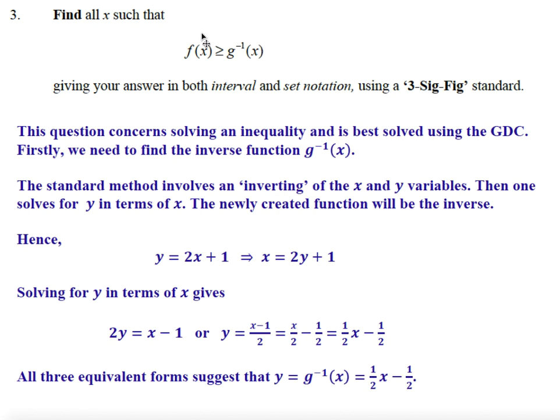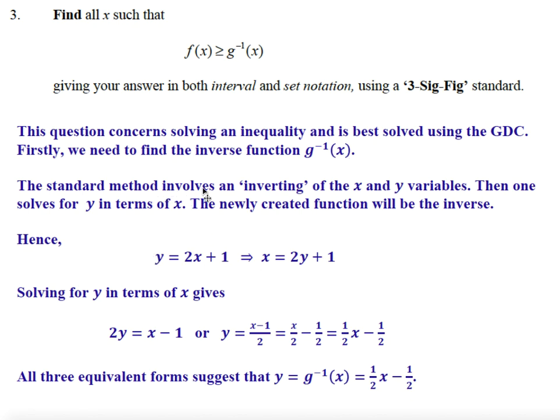IB is moving more towards solving things like inequalities. So let's try to find all the x values such that this function is greater than or equal to g's inverse. Well, of course, we need g's inverse. We'll talk about both interval notation and set notation, and we're going to use a 3 significant figures standard, which is pretty much your standard unless you're asked otherwise in terms of your rounding standard through all of DP for the 2 years. So firstly, of course, we need to actually find the inverse function, because we only have g of x as a linear function, and there it is right there.